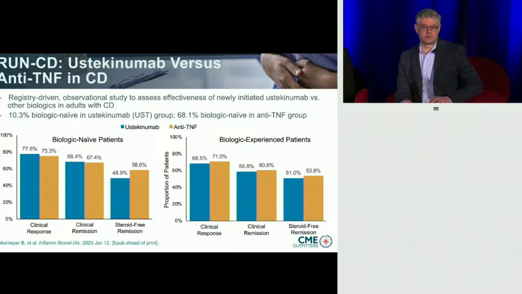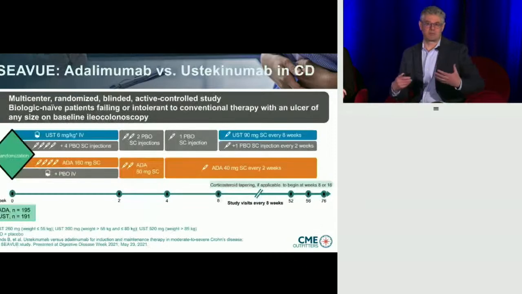And what you can see from this registry is very similar outcomes between anti-TNF and ustekinumab when started on one of these two drugs. And when you look at the bio-experienced patients, again, there were similar outcomes. So when we think about positioning, this is some of the evidence that we have to consider as part of our armamentarium.